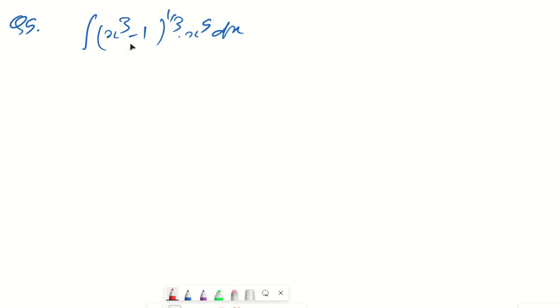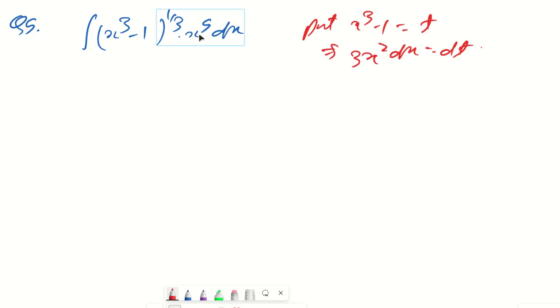Our aim is to integrate this, and this is in terms of multiplication, so it will be a little tough for me to multiply this x to the power 5 inside this bracket. So why don't we do one thing? Put x cube minus 1 is equal to some constant t or some variable t. Then in that case what will happen? 3x square dx is equal to dt. Can we do that? So in that case you are able to see now that 3x square can get replaced by this thing.